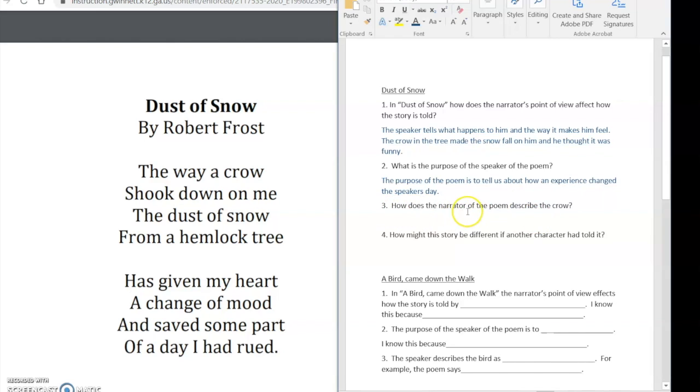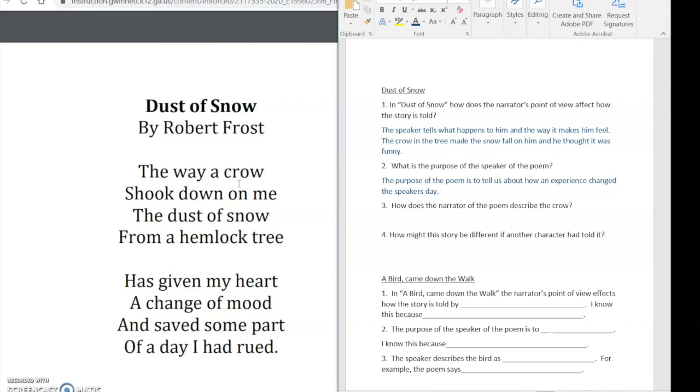Number 3, how does the narrator of the poem describe the crow? Well, here this first stanza is what's really talking about the crow, and it says the crow shook down some snow from the tree. So when I read that, it made me kind of picture this crow as sitting up in this tree and almost trying to shake down some snow or make some snow fall from the tree on this man that walked by.